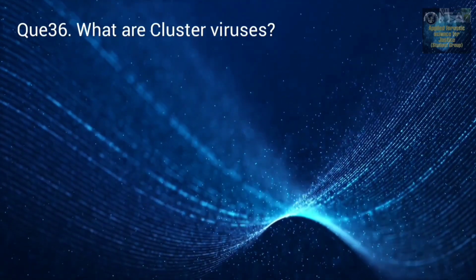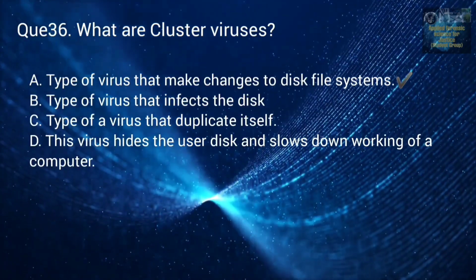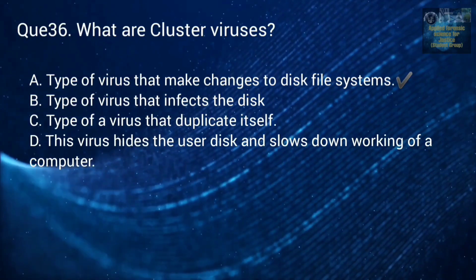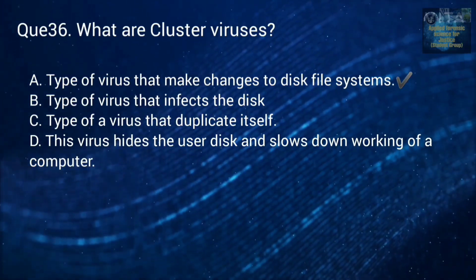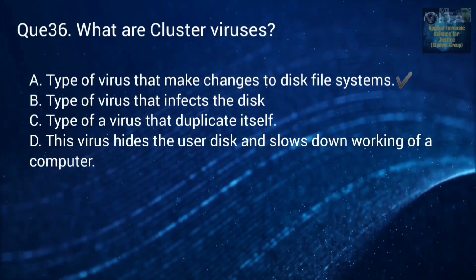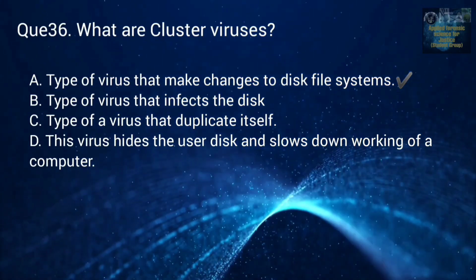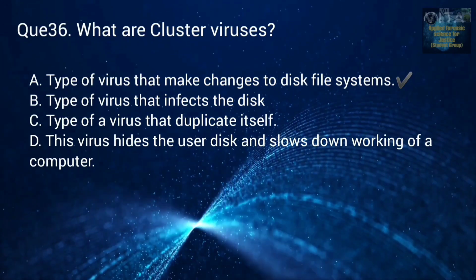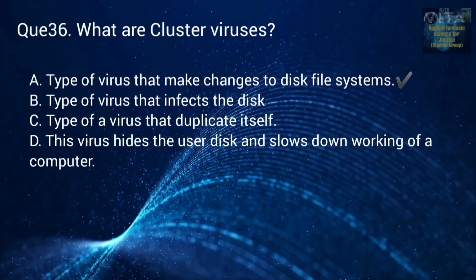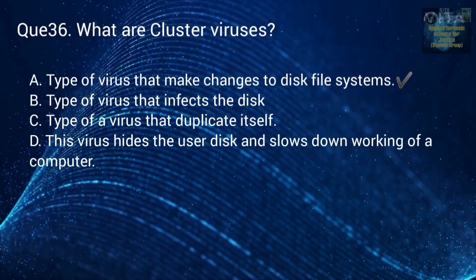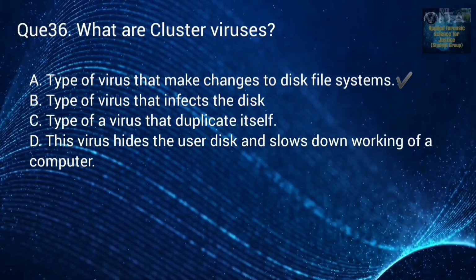Question number 36. What are cluster viruses? Options are A type of virus that makes changes to the disk file system, B type of virus that infects the disk, C type of virus that duplicates itself, D this virus hides the user disk and slows down working of the computer. The correct answer is A type of virus that makes changes to the disk file system.